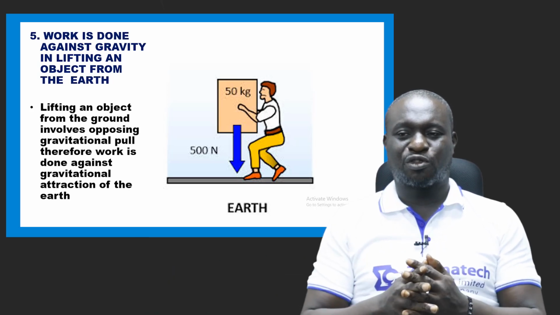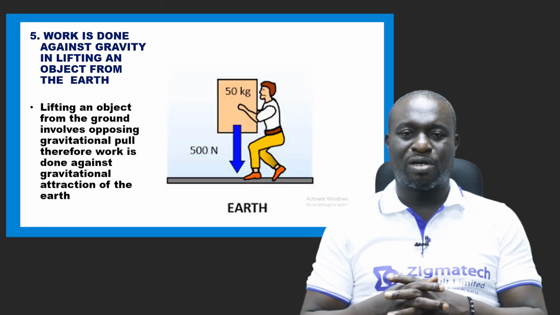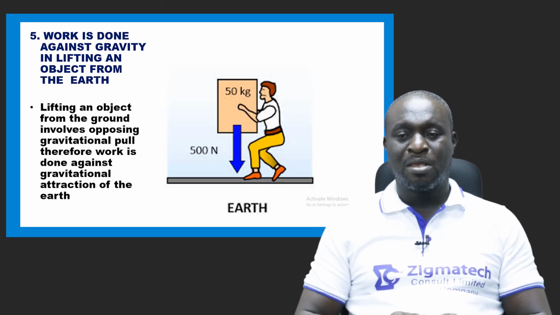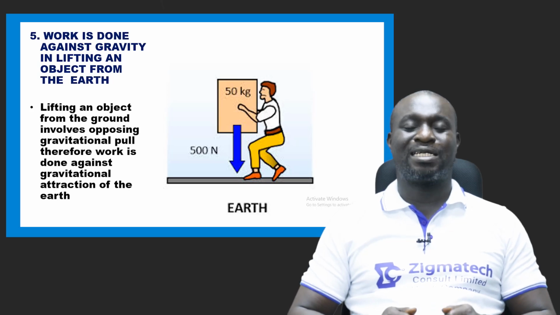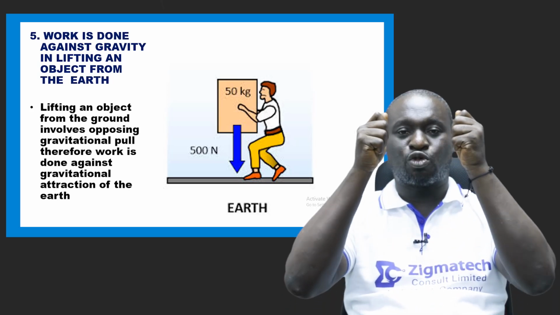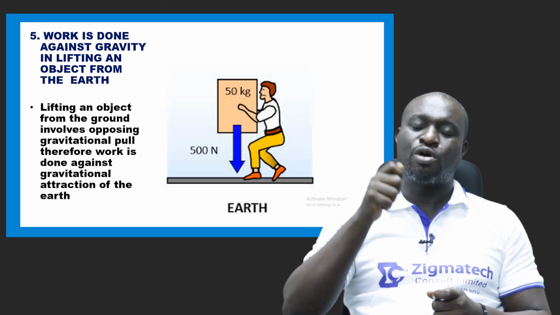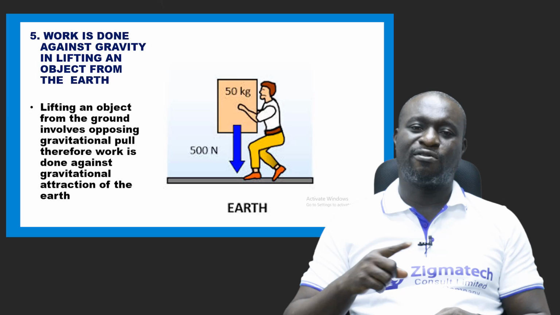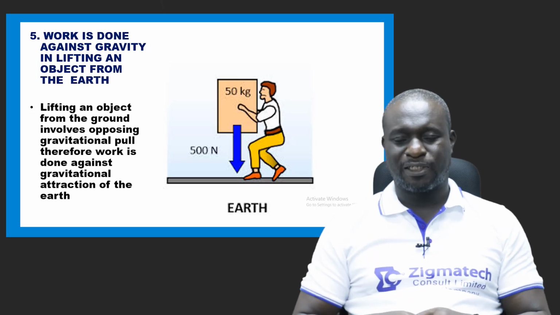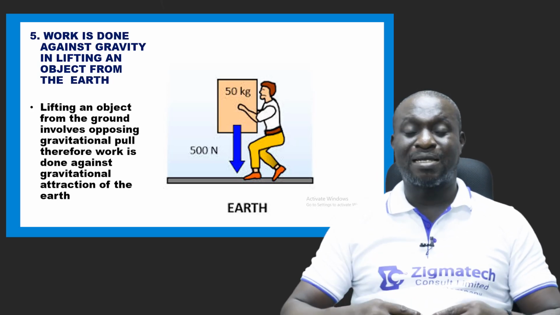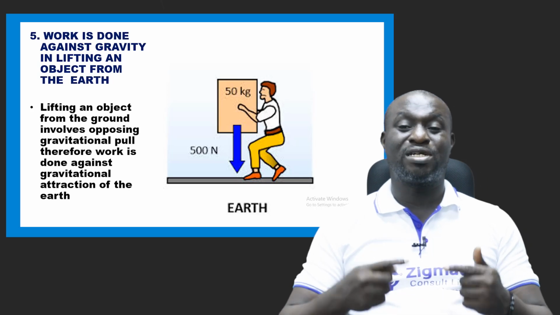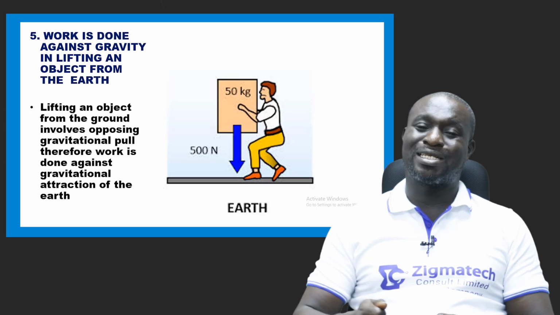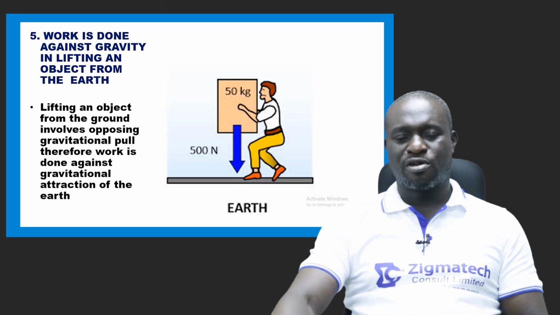So you can see on the screen, the object is 50 kilogram in mass, and then the gravitational pull is 500 Newton. For you to be able to lift and sustain it in that particular position, it means you must generate an energy source or a force that is actually greater than the force of 500 Newton. All right? So the effect of gravity brings about work to be done. Work cannot be done without the influence of gravity.